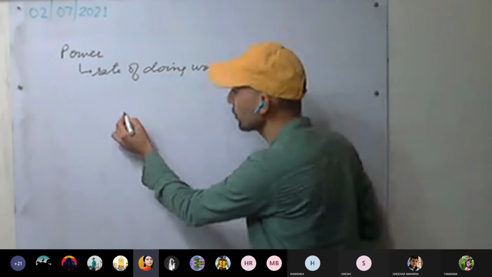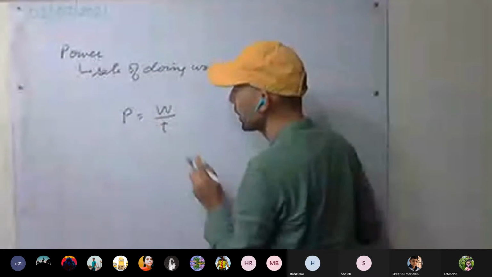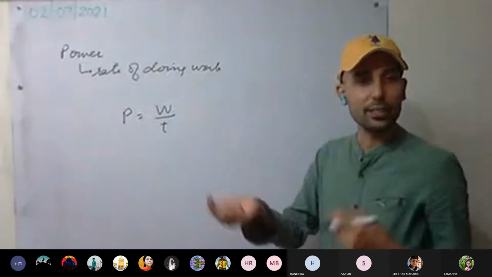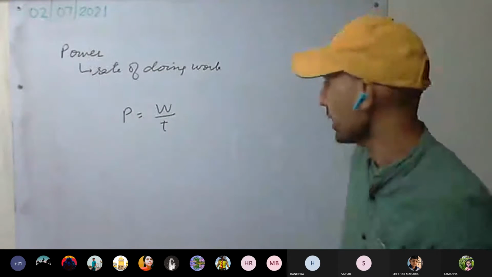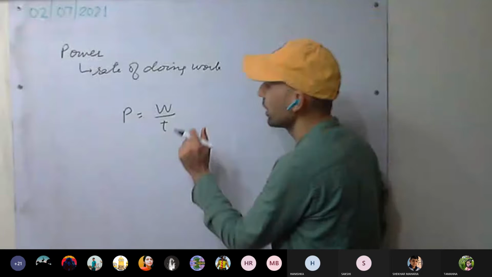Okay. So power, yes sir, is what? Work done per unit time. Work done is nothing but how much energy you spend. That also we will be discussing today. What is work done?